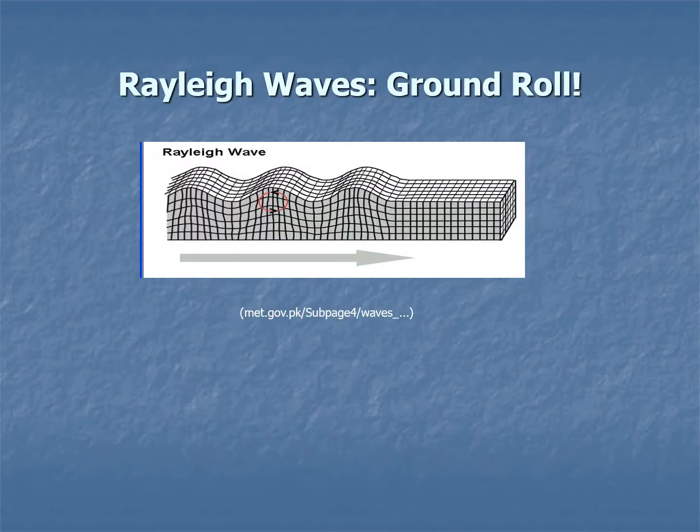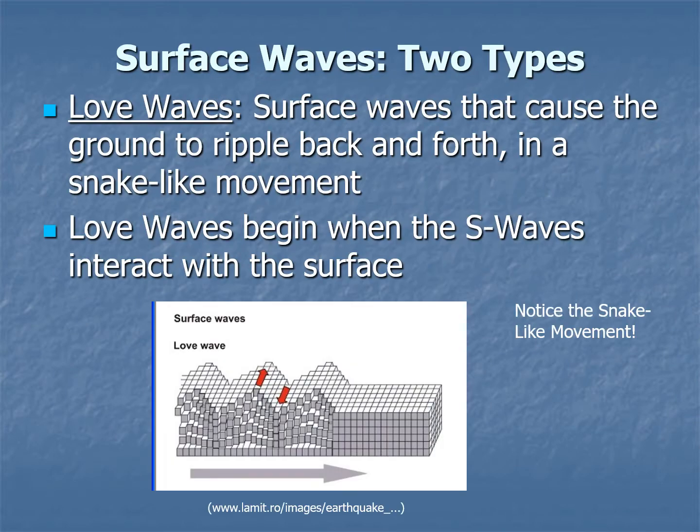This is a nice static drawing showing what's happening to the individual rock particles as the surface wave moves on through. And the particles are basically rolling up and down. It's very similar to what happens to, say, an object caught in the waves in the ocean near the coast.